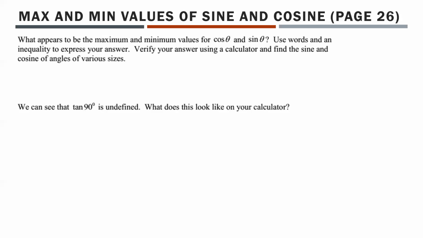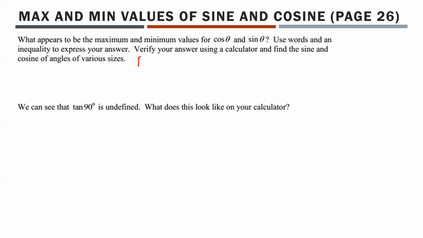So let's talk about the maximum and minimum values of sine and cosine. This is also on page 26. So what appears to be the maximum and minimum values for cosine and sine theta? Use words and an inequality to express your answer, verify your answer using a calculator, and so on. Okay, well, we don't need to worry about verifying your answer. It's pretty clear based on the table. For both sine and cosine, they're bound between -1 and +1. So I can even just say that in words.